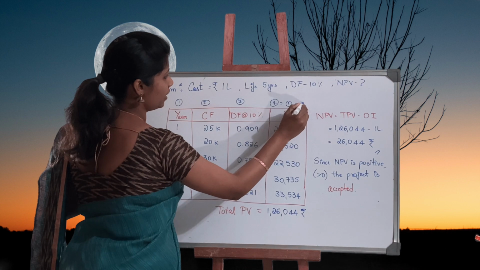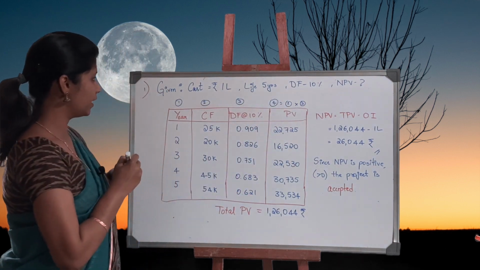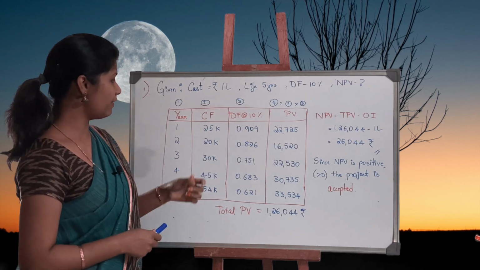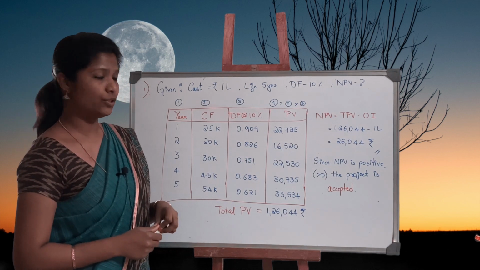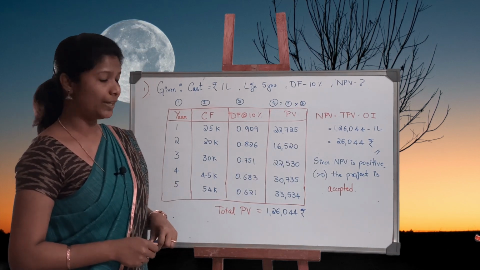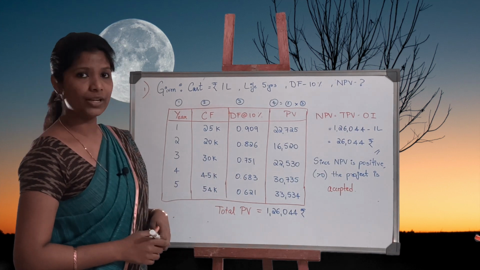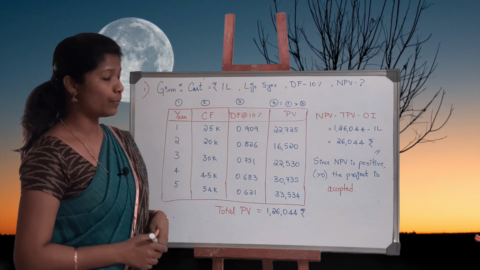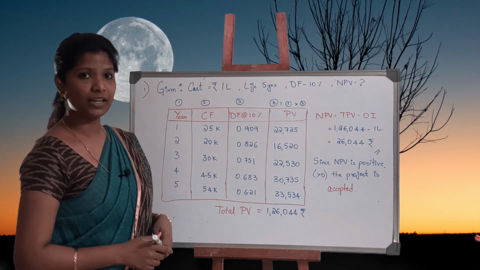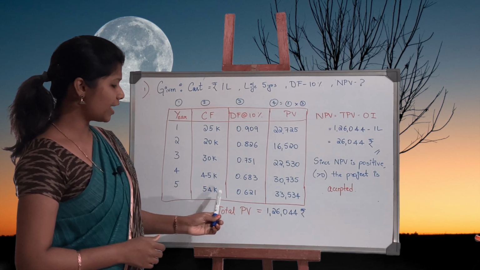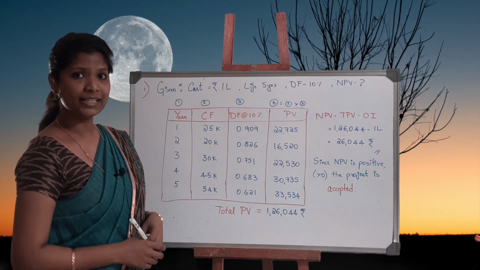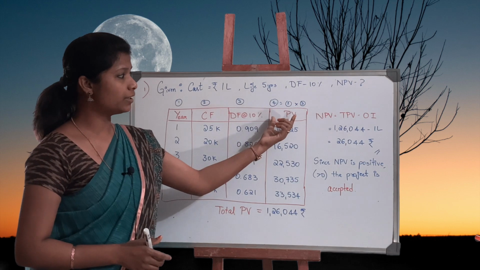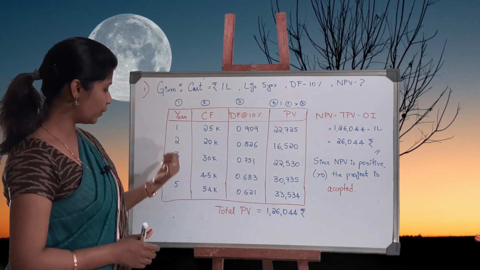Second column multiplied by third column. So cash flows multiplied by discount factor, you will get 22,725. 20,000 into 0.826, you will arrive at 16,520 rupees. 30,000 multiplied by 0.751, 22,530. 45,000 multiplied by 0.683, you will arrive at 30,735. And the last one, 58,000 multiplied by 0.621 is 33,534.